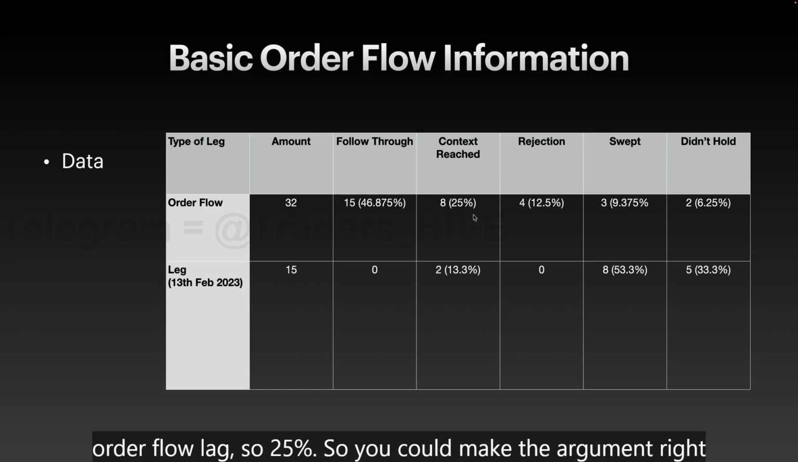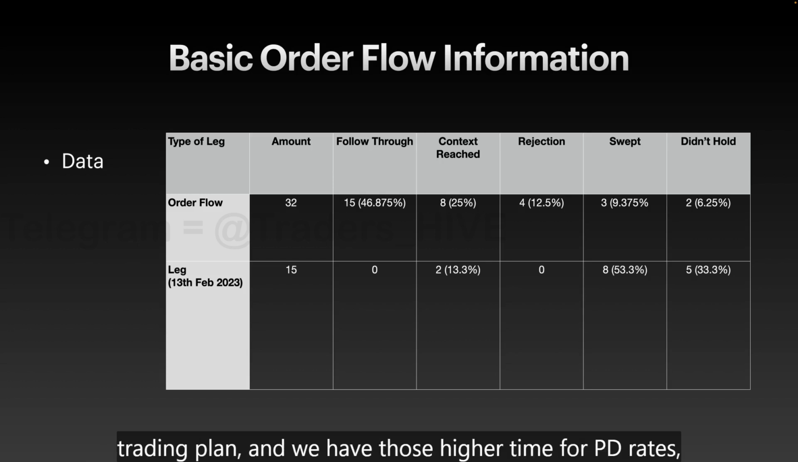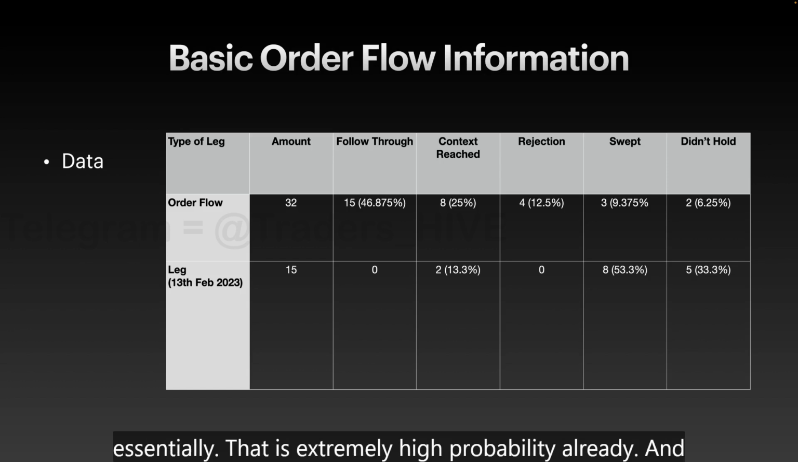So you could make the argument right here that when you are looking, for example, in the Delirium trading plan, and we have those higher time frame PD rates, you have that higher time frame context for the order flow lags on those daily time frames, and you only need a rejection on the lower time frame, that when it reaches context right there, that's more than 70% of the time, essentially. That is extremely high probability already.